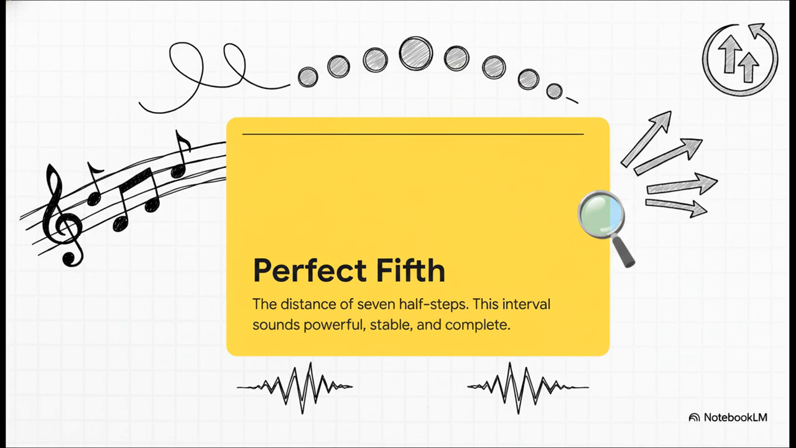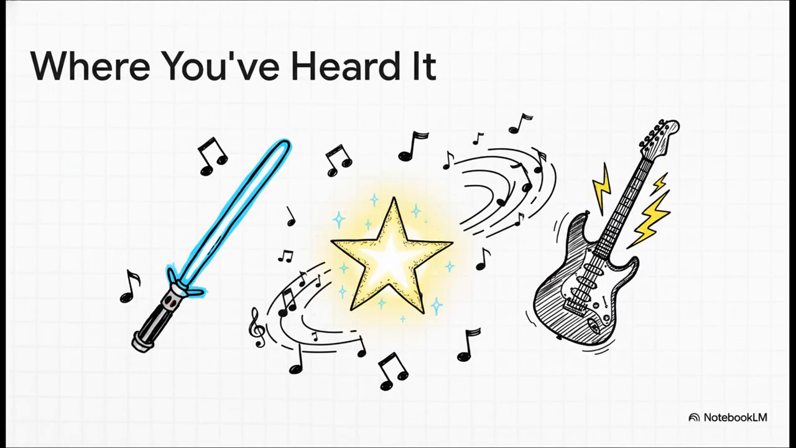Okay, our next anchor is a big one, the perfect fifth. This guy is 7.5 steps, and it just sounds powerful. It's stable, it feels complete, and honestly, it's one of the most common and just plain satisfying sounds in all of music. And here's the best part. You know this sound intimately, even if you don't know its name. That huge, heroic opening of the Star Wars theme, that's a perfect fifth. The first little jump in Twinkle, Twinkle, Little Star, also a perfect fifth. And for anyone who's into rock music, it's the entire foundation of a power chord, that strong, open, epic sound.